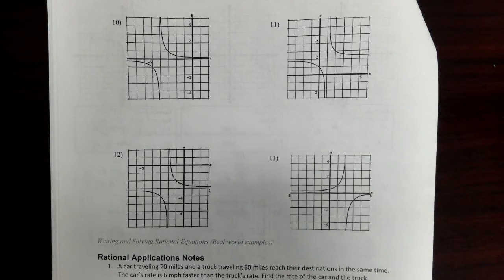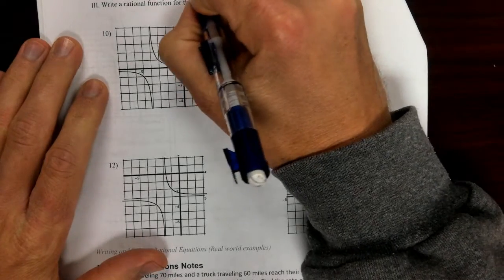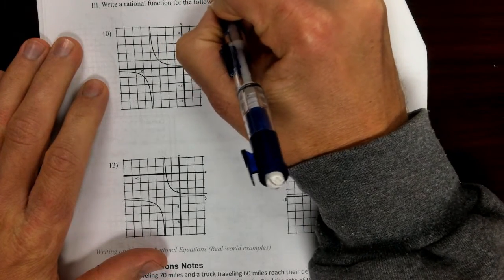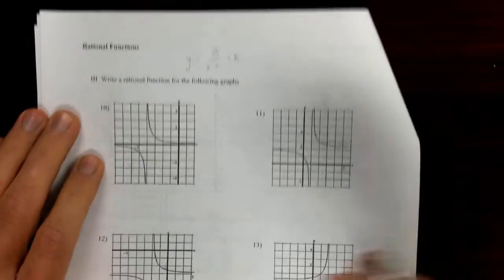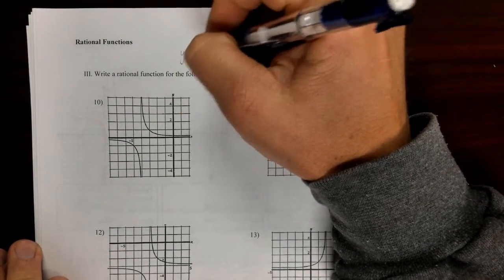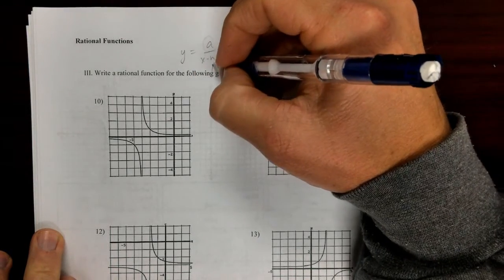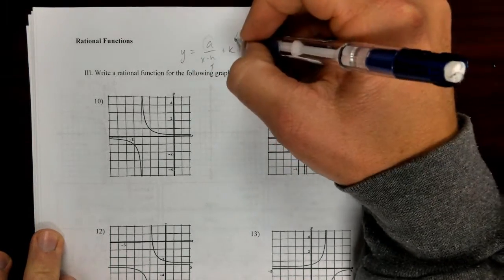Alright, let's look at how to write rational functions from our graph. Let's remember we have y equals a over x minus h plus k. This is our standard form, right? So we have a, which is a vertical stretch or compression. If this was a negative, a would be a reflection. h is going to move the graph right or left. k is going to move the graph up or down.